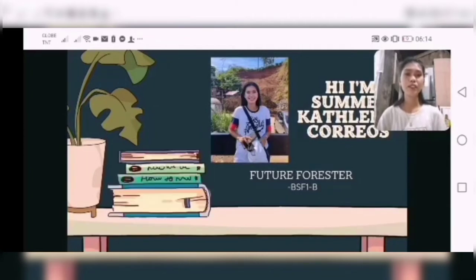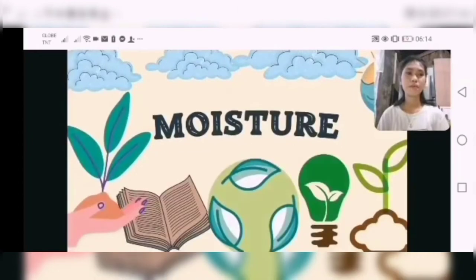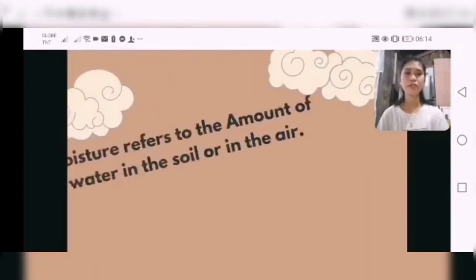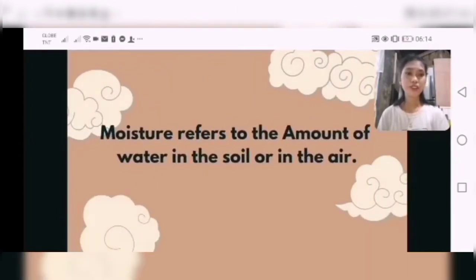So today we're going to tackle moisture. Moisture refers to the amount of water in the soil or in the air, and can also refer to the amount of rain that falls on an area at a particular time of year.